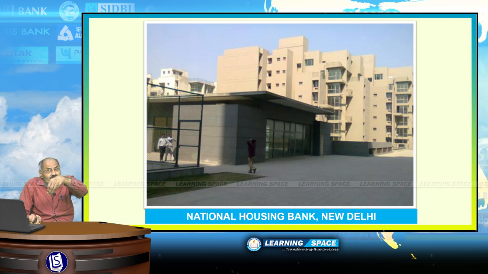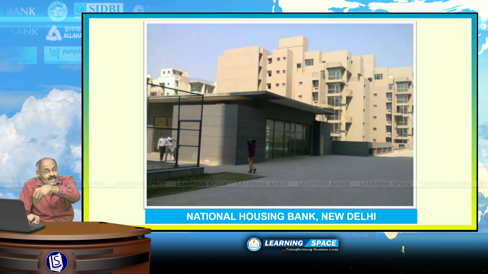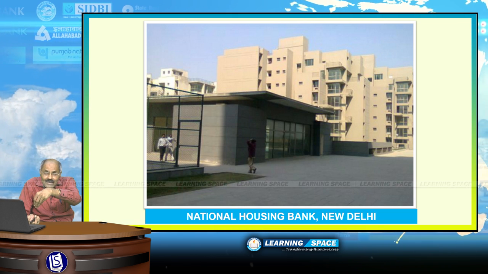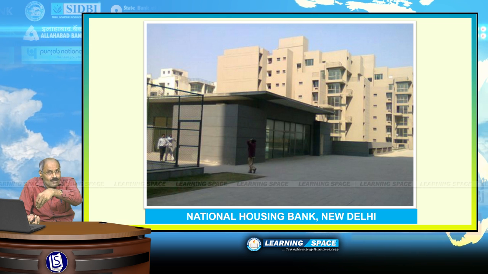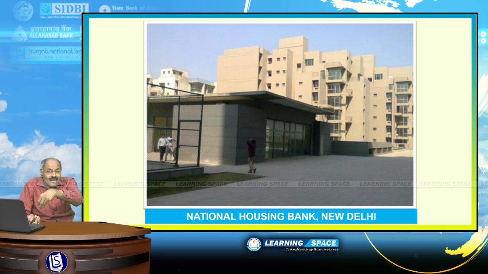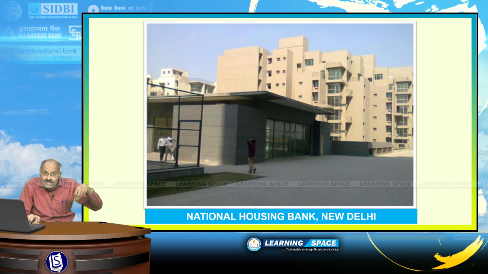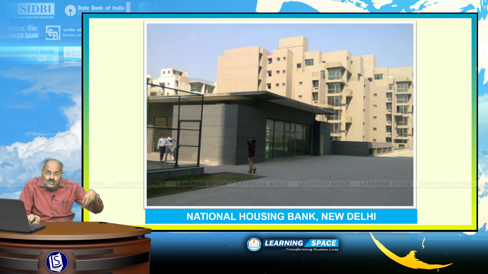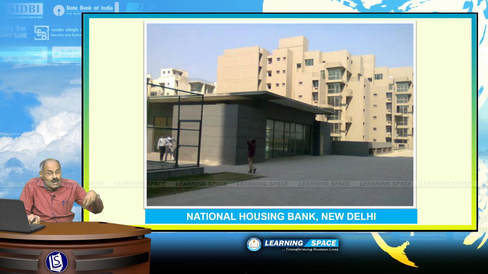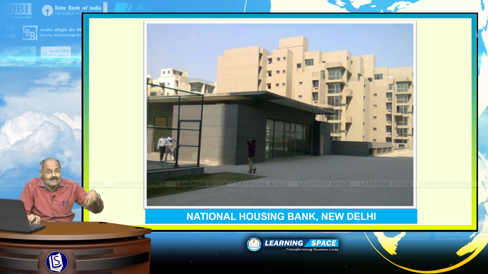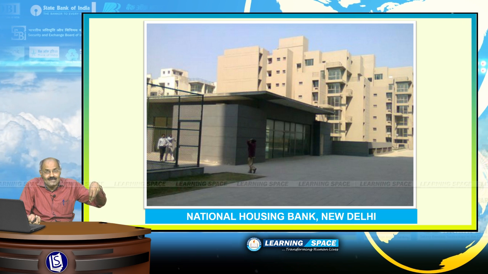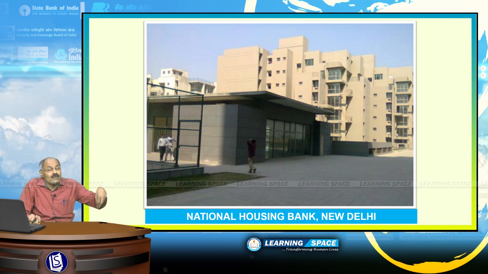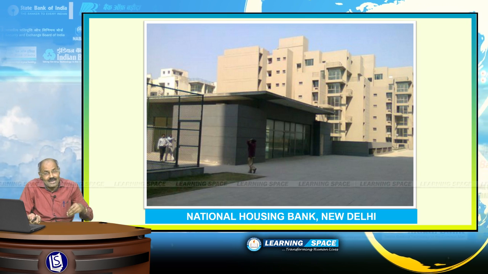Look into the third fully owned subsidiary of the Reserve Bank of India, that is the National Housing Bank. The National Housing Bank is a fully owned subsidiary of the Reserve Bank of India with headquarters in New Delhi, and at the same time it is the housing regulator. For housing finance companies, this is the regulator, with headquarters in New Delhi.